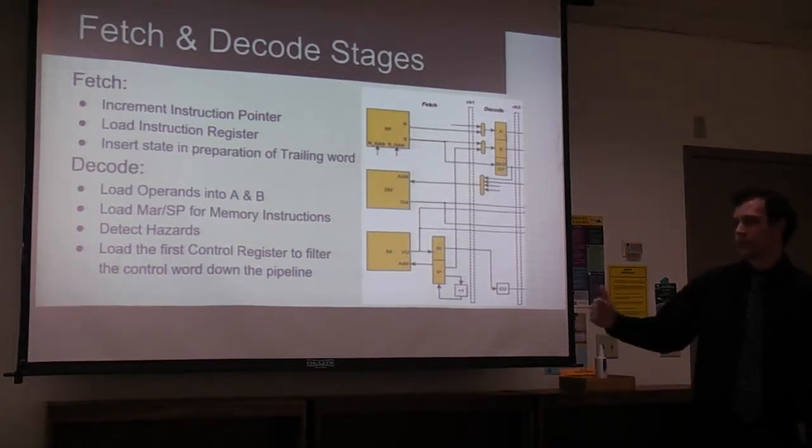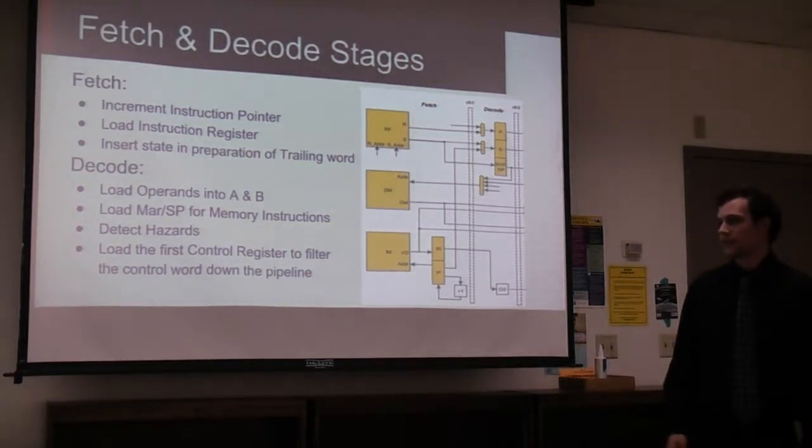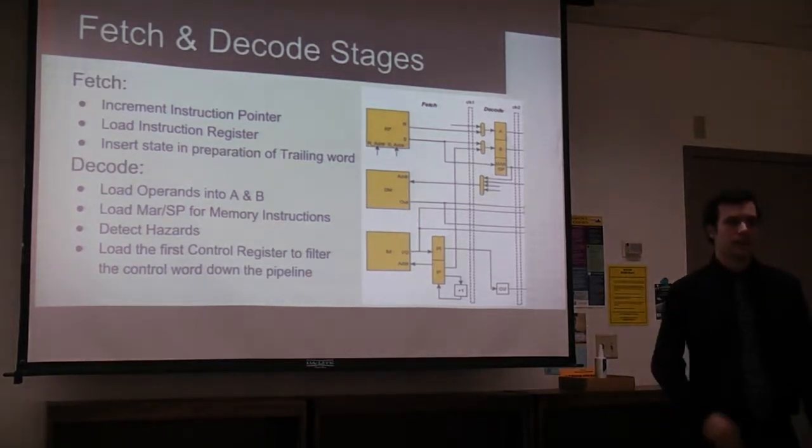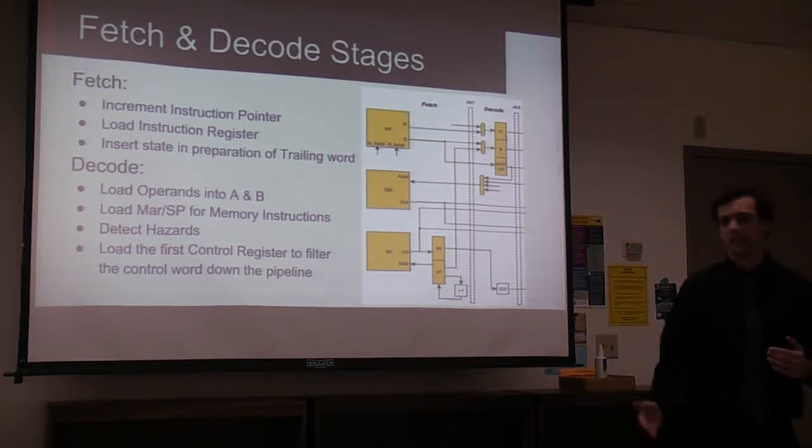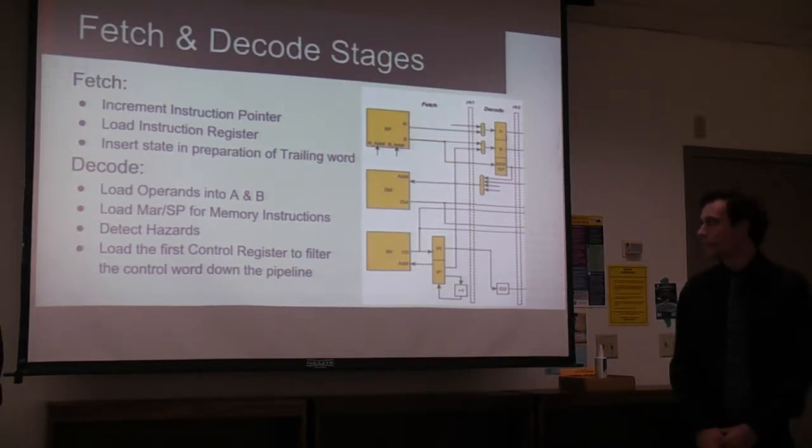We also, in decode, detect the hazards that could potentially occur. And the last thing that occurs in decode is on the clock cycle, the control word is loaded into the first control register to save those signals for the remaining stages of the pipeline.